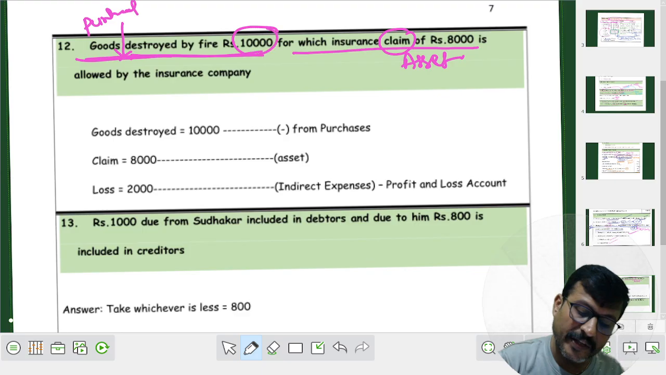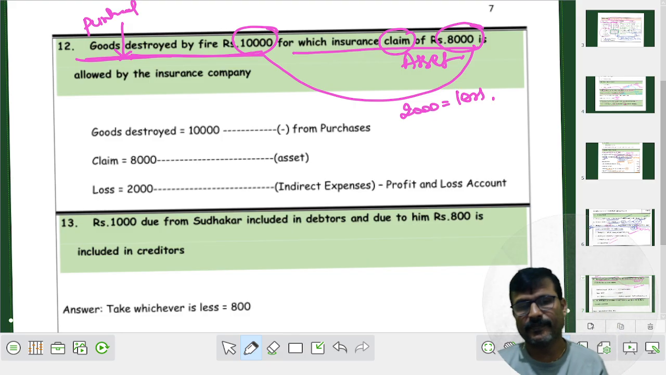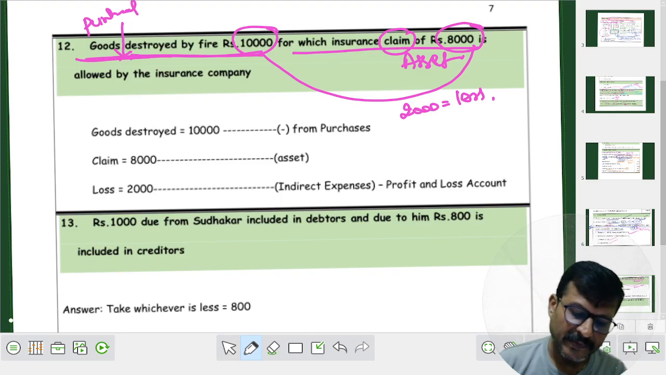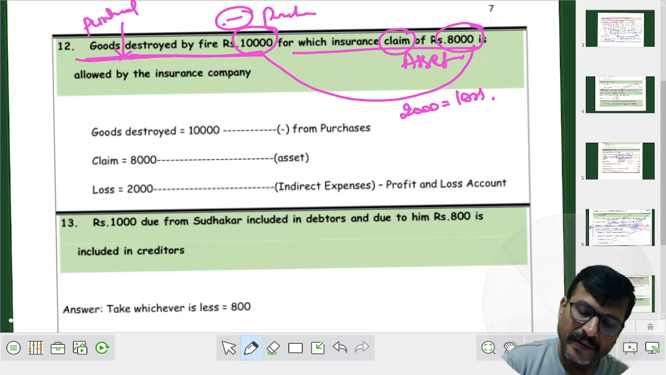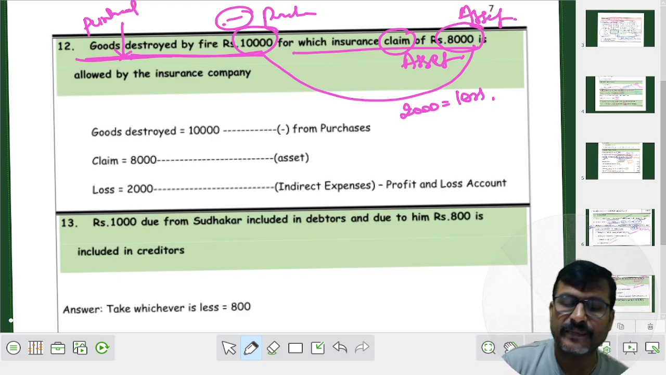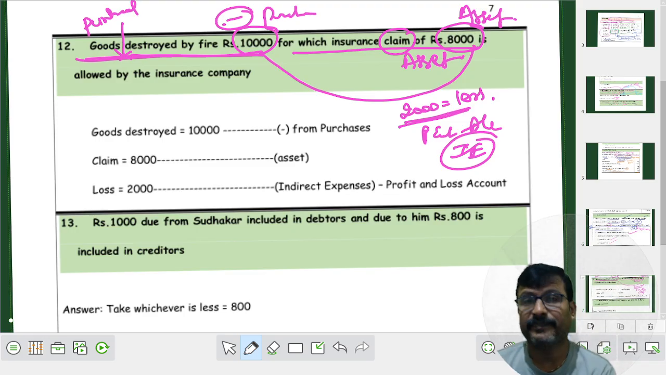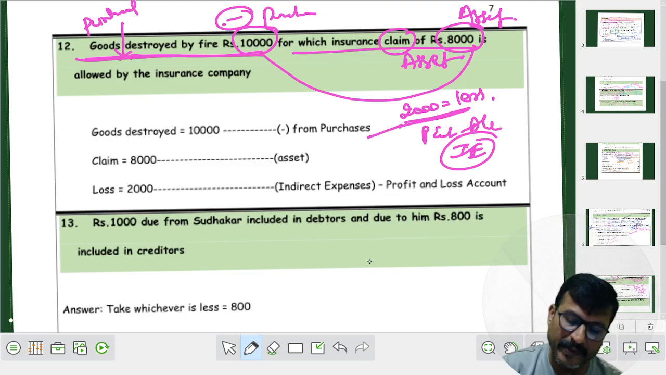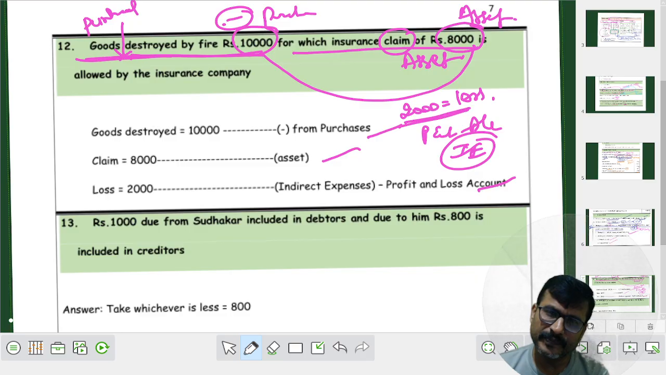Out of 10,000, the insurance company is giving only 8,000. So the remaining 2,000 is what? Remaining 2,000 is loss. Now what to do? This 10,000 is to be subtracted from purchases. This 8,000 is your asset. This 2,000 is loss, it comes in profit and loss account as indirect expenses. So that is what I explained. Subtract from purchases, asset, indirect expenses. Did you understand? Regarding goods destroyed by fire.